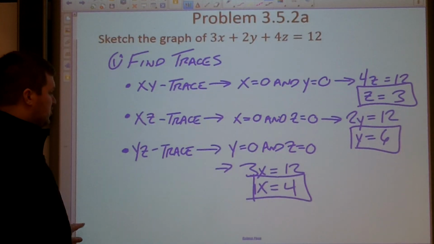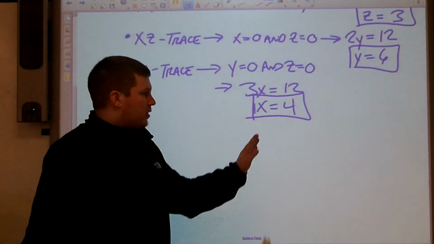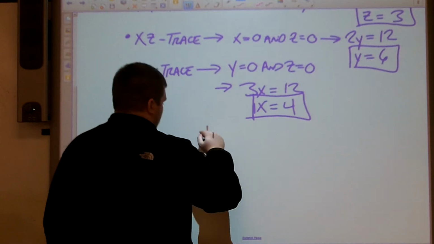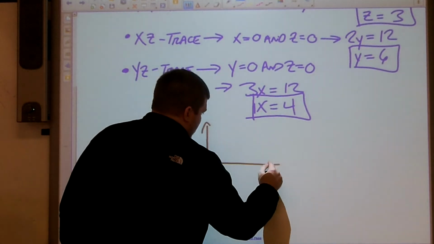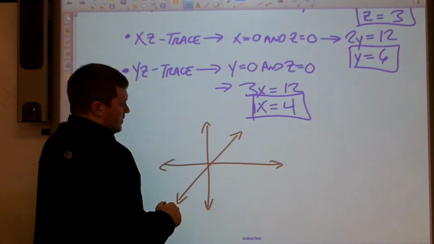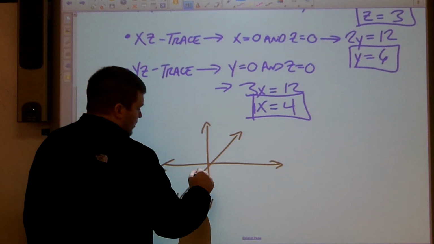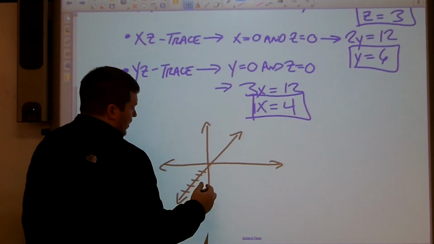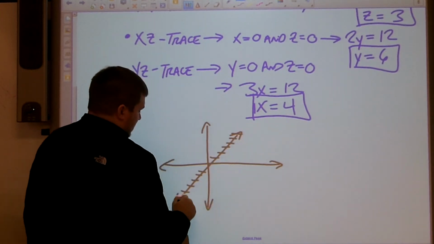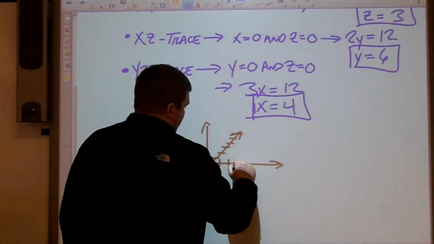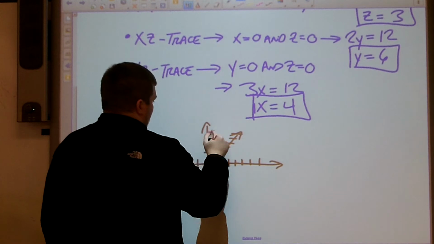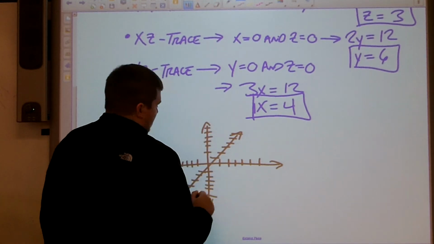So now what I want to do is actually sketch my graph, and I want to plot these three intercepts. So I'm just going to do a quick sketch. Nothing fancy. So something sort of like that. Okay, so X equals 4, so 1, 2, 3, 4, 5. Let's do another one just in case, because we go all the way up to 6. 1, 2, 3, 4, 5, 6.